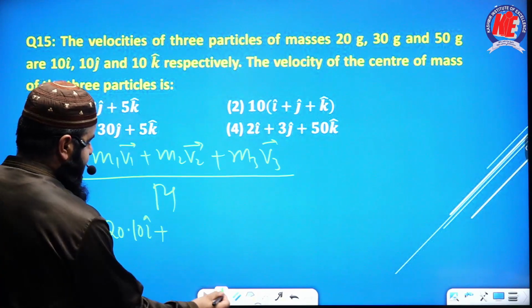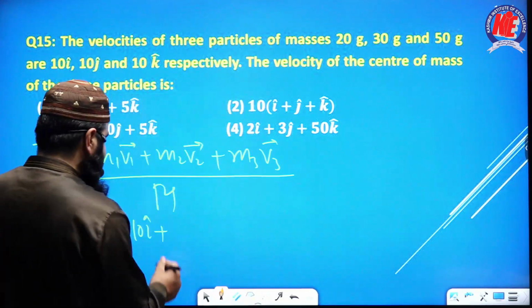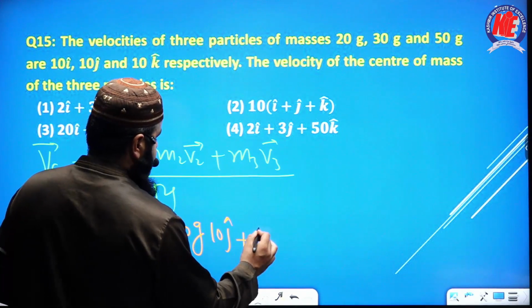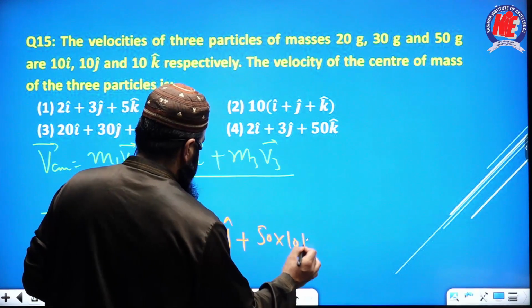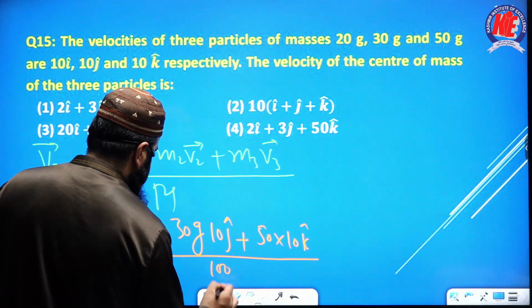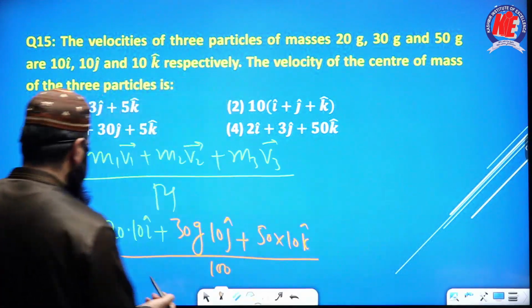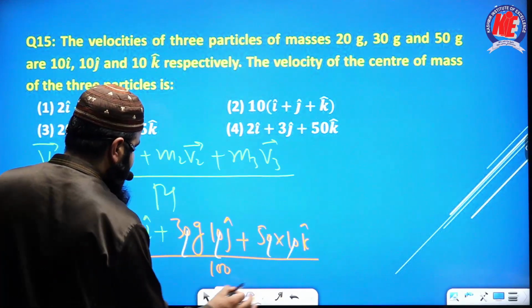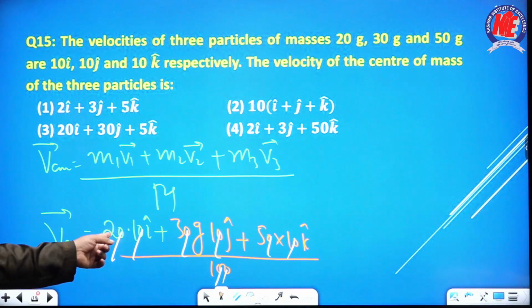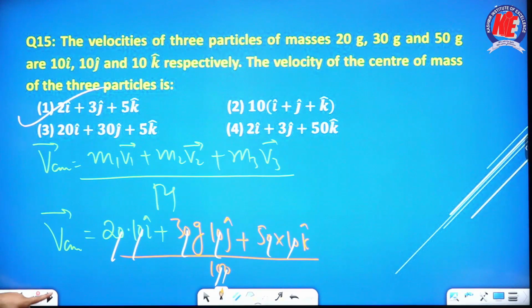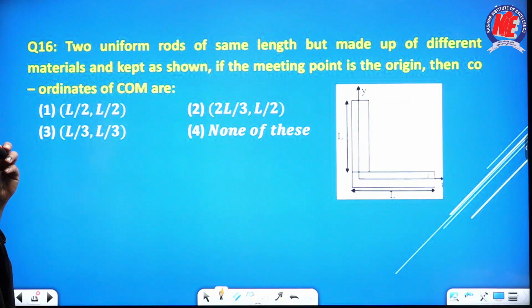No need of unit conversion at all. Next is 30 gram into its velocity 10j. Next is 50 gram, its velocity 10k. In the denominator the total mass, 20, 30, 50, that's 100. Now if you want the final answer, in every term you will get two zeros, and I can say I will take 100 common, what remains is 2i plus 3j plus 5k. 2i plus 3j plus 5k is the right one. Next question. Two uniform rods of the same length but made of different materials are kept as shown.